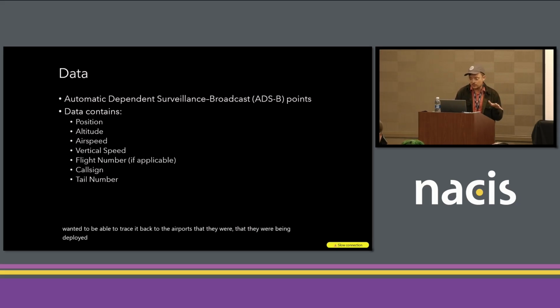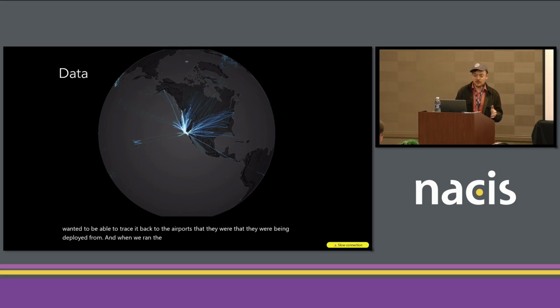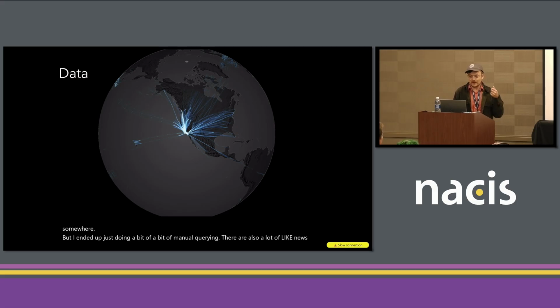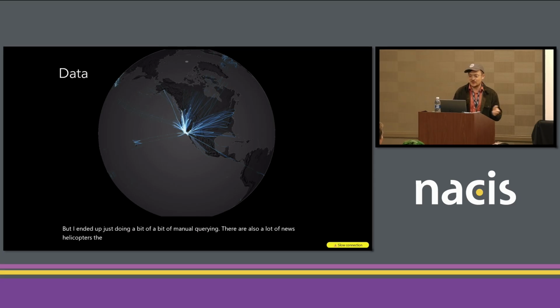And when we ran the query, this is what we got, which looks really cool, but isn't what we were looking for. It turned out that our bounding box intersected with the approach to LAX, so we got about a day's worth of commercial traffic, which is kind of neat. I feel like there's another project in there somewhere. But I ended up just doing a bit of manual querying. There are also a lot of news helicopters, the ubiquitous LAPD helicopters that ended up intersecting it.